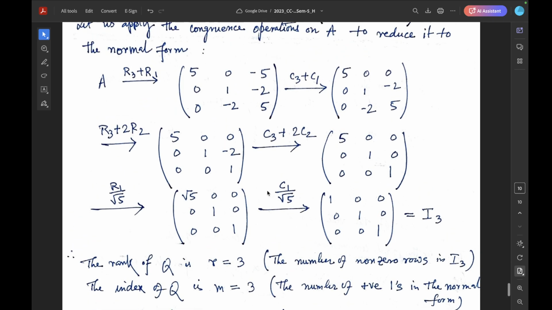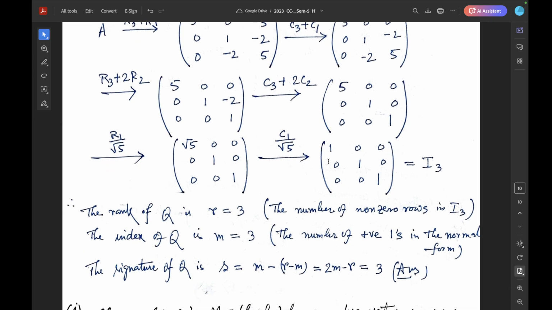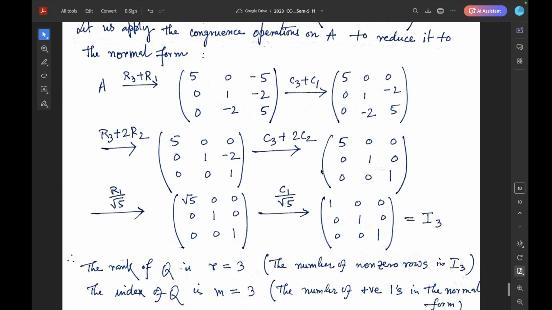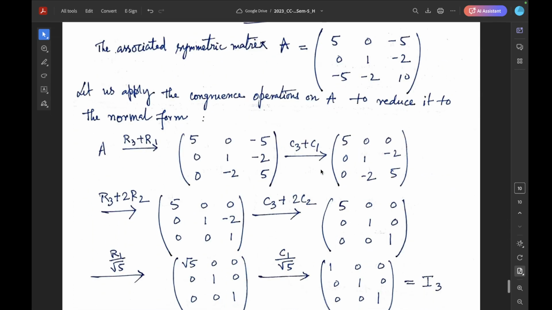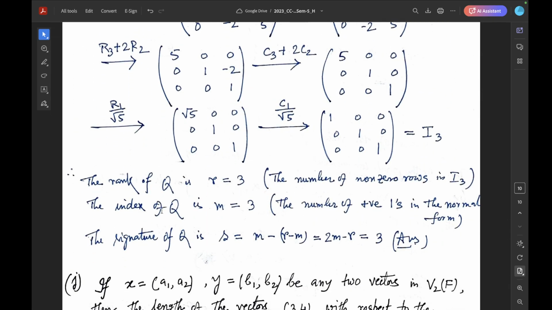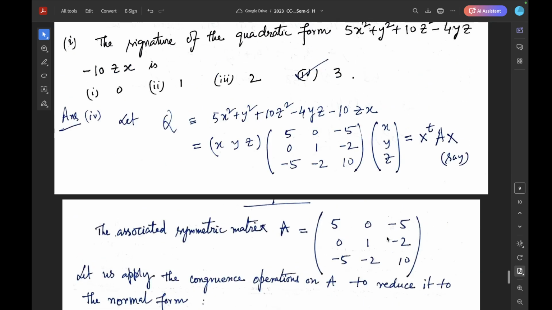Then obviously the number of non-zero rows is 3, so the rank of the matrix A, that is of this quadratic form, equals 3. The index of Q is M equal to 3, because it is the number of positive ones in the normal form. Here the number of positive ones is 3, so M equals 3. The signature of Q is S, equal to twice M minus R, the number of positive ones minus the number of negative ones. The number of negative ones is 0, so 3 minus 0 is 3. So the signature is 3, correct option is 4.